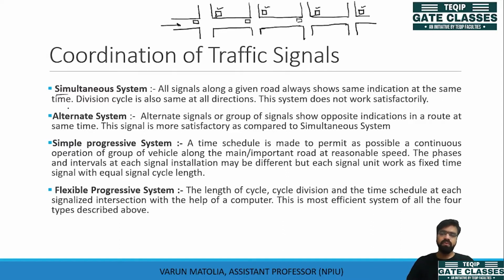Then the second type of traffic signal coordination is the alternate system. The name itself suggests, if here we have a particular sign like a green light, then on the next signal I'll have a red light, then on another signal after the red light we'll have again a green light, and then again a red light. So this is the alternate arrangement.